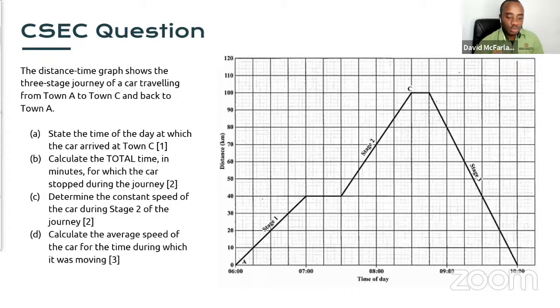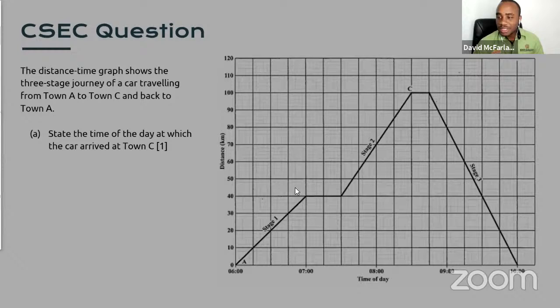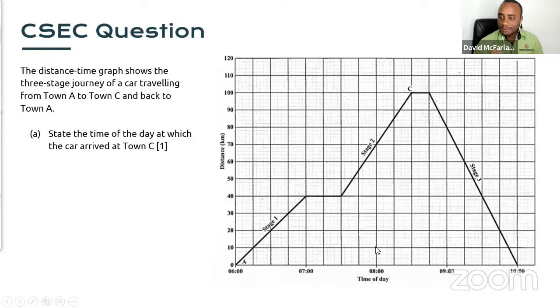So for example, when it says to state the time of day at which the car arrived at town C, we already know that, because we spoke about it here. Who can remind me in the chat?